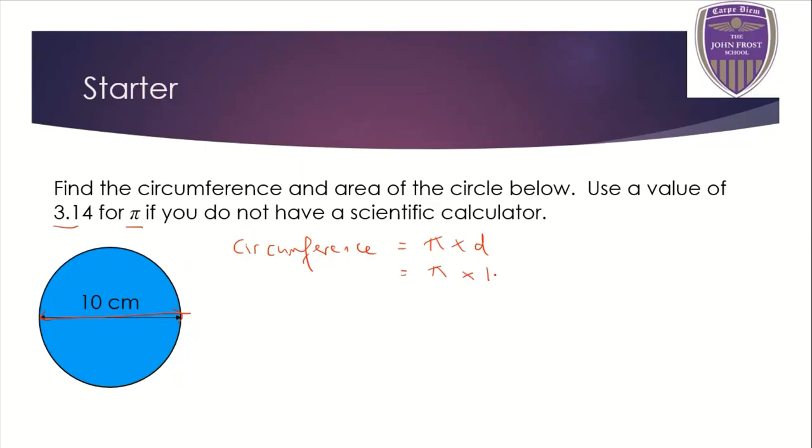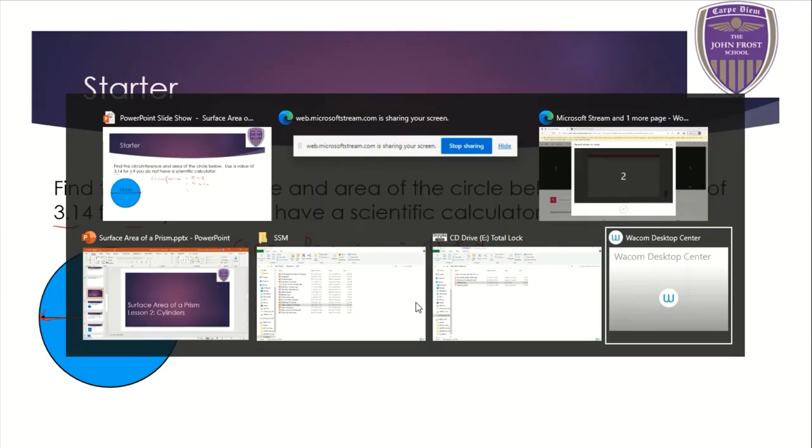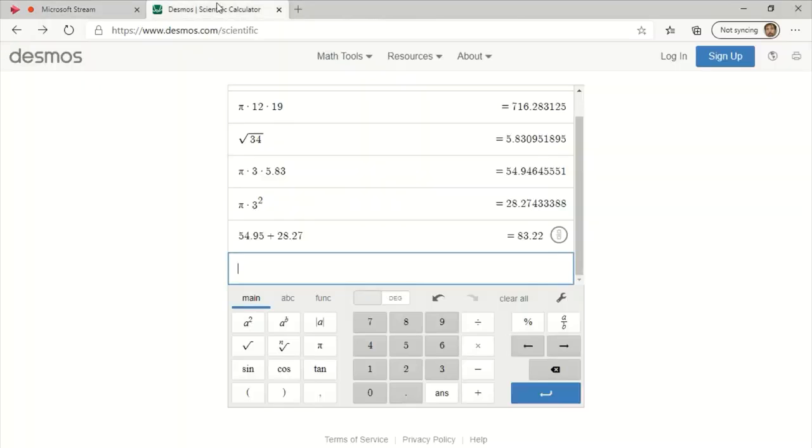times 10. Actually, you know what? I'll use pi on my calculator. I'll show you now how you can do this. There's a good one on the internet. It's called the Desmos Scientific Calculator. If you just Google Desmos Scientific Calculator, it comes up. And you get this screen, and it's just like having a scientific calculator on your phone, laptop, tablet, whatever.